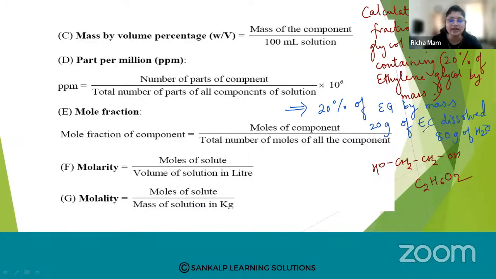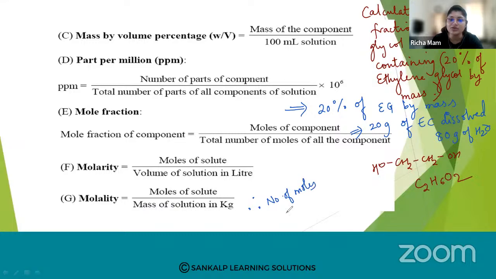That is 20 grams of ethylene glycol dissolved in 100 grams, that is a 100 gram solution. But now we are considering 20 grams of ethylene glycol dissolved in 80 grams of water. Water is the solvent, so the total mass will be 100 itself. Therefore, now we'll consider the number of moles of glycol.